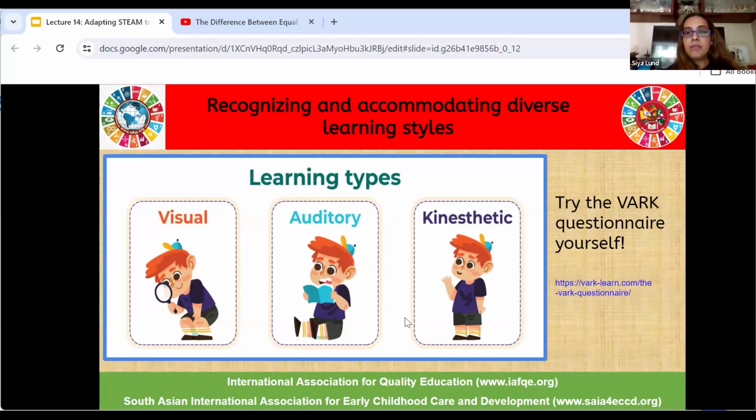So here's a little link to a VARK questionnaire. If you would like to, try it yourselves, you can also see what kind of learner you are. So do take this questionnaire. I have this link here. Do have a look at it, answer the questions yourself and see what kind of learner you are. Do try it. It's very interesting.